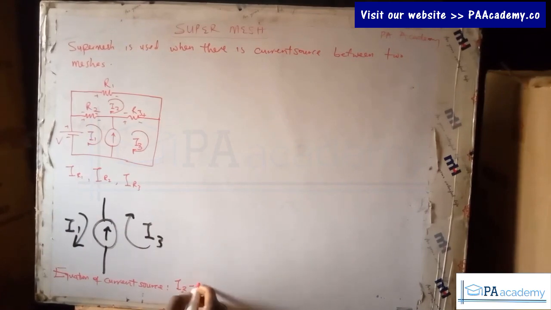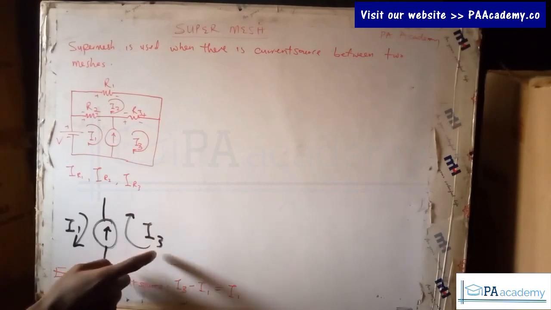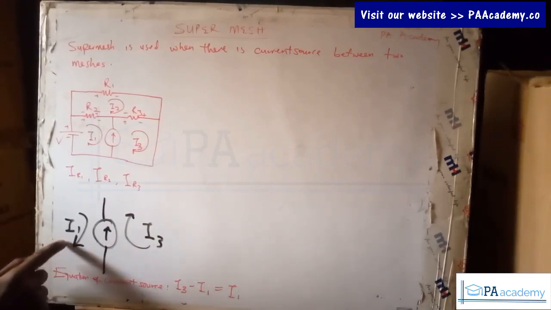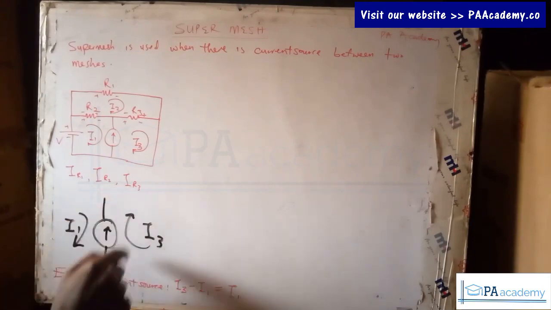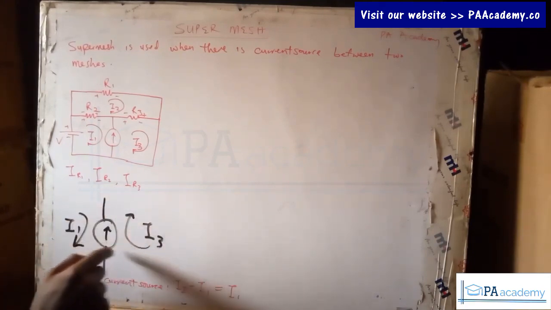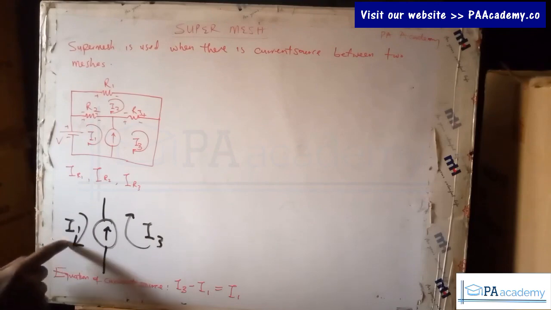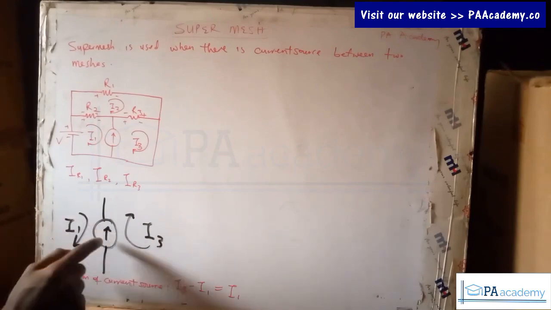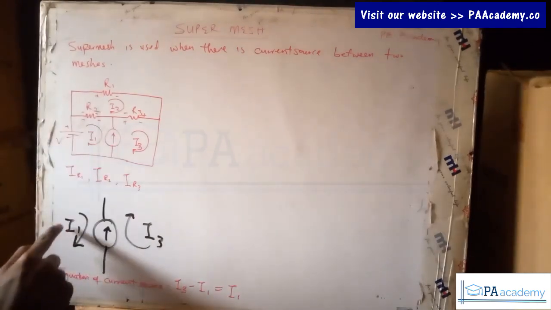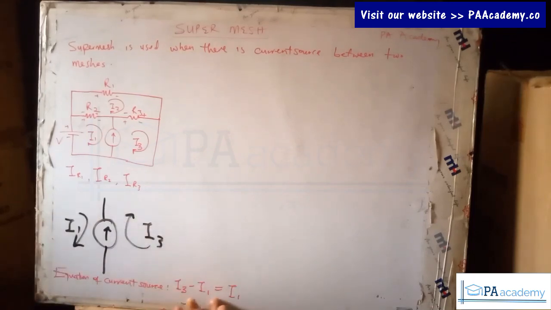I3 minus I1. I3 minus I1 equals I. So what this means is that the current I3 is more than I1 because I3 is in the same direction with the current source, compared to I1. I1 is in opposite direction. You can see this is going upward, while current I1 is coming downward. So this is the equation.